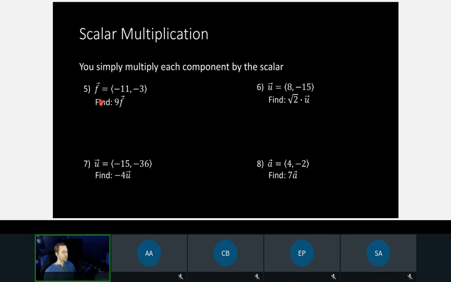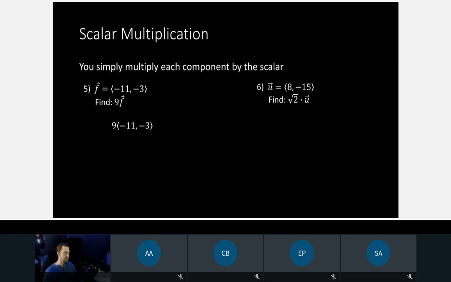All right, scalar multiplication. Just like matrices, when you want to find like 9 times the vector of f, all you do is distribute your scalar into your vector. So you do 9 times -11 and 9 times -3. So let's look at that one together. So we're going to set it up with a 9 outside. And then all you do is distribute. And then you get your answer.